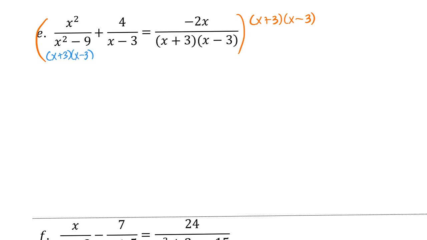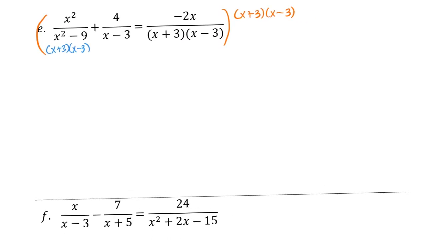Okay, I'm going to show this first step, which again, some of you are going to skip, and that's okay. So I'm going to multiply the first fraction by x plus 3, x minus 3. Let's go to the next fraction.